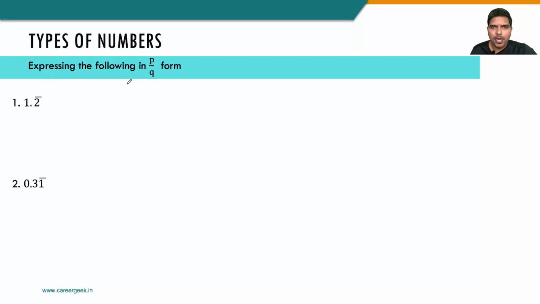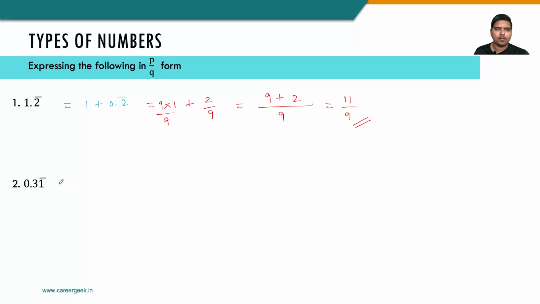Express the following in P upon Q form, right? So the same way, 1.2 bar I will write as 1 plus 0.2 bar. So this will be 1 plus 2 upon 9. So basically the same denominator, take 9. So in the numerator I have 11 and the denominator 9, right? So this is P upon Q form. Okay, you all can try, pause the video and try.